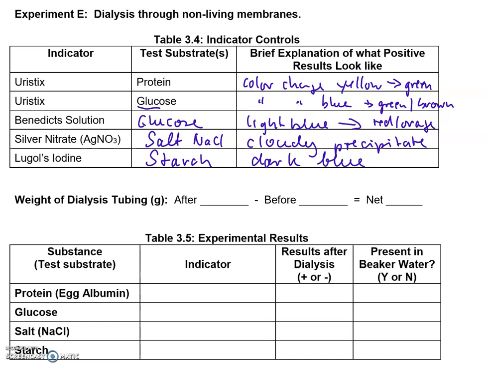You would have been instructed to weigh your dialysis tubing before and after the experiment. Usually before the experiment, since we add 10 milliliters of each of the solutions, protein, glucose, salt, and starch, plus the dialysis tubing, it's about 48 grams or so, let's say 48. And then after, it gains about 2 grams, so it would be about 50 grams, and so the net gain would be 2 grams.